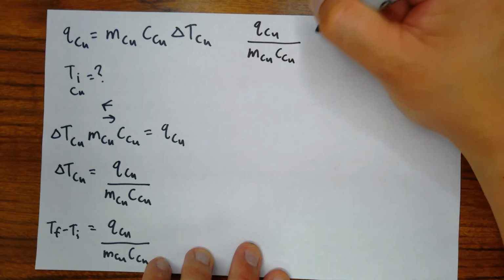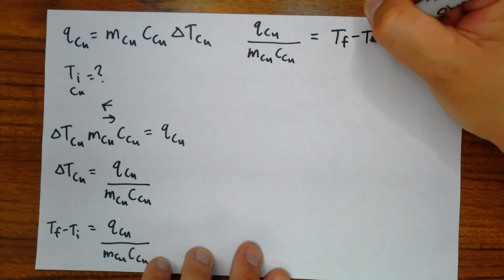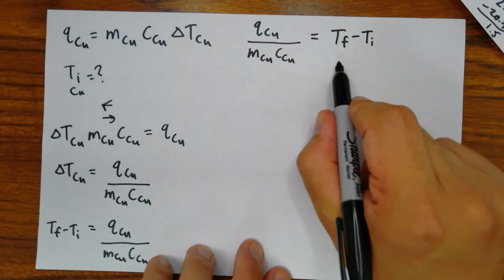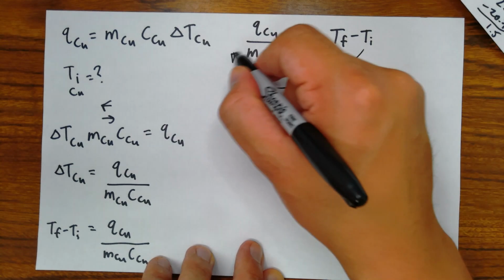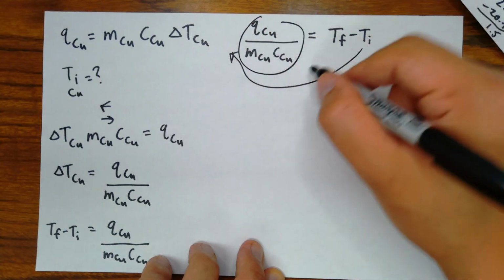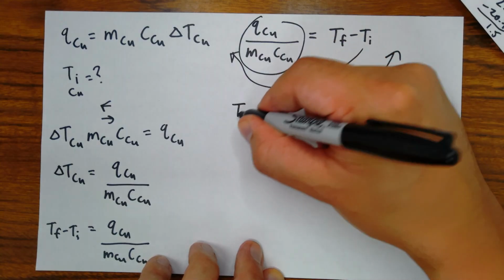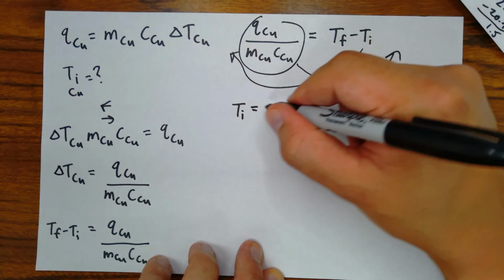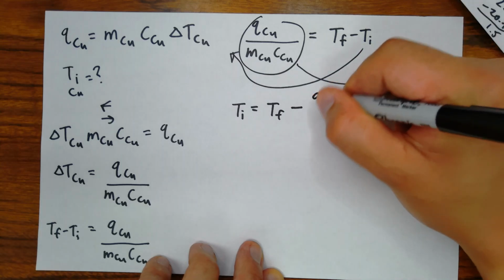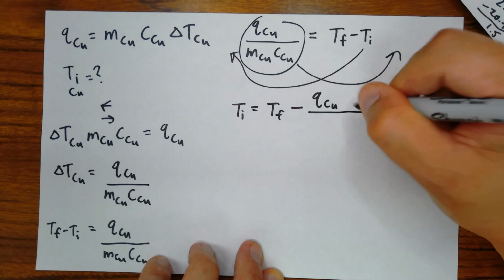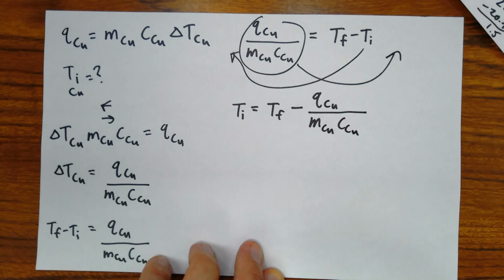I don't like it when you switch sides and you end up having to switch sides again. I'm sure there's a way to anticipate that. Okay, so I'm going to throw this term there, and then I'm going to throw this term over there. When you move sides, you have to change the sign. So we're going to have T_i equal to T_f minus Q_Cu over m_Cu, c_Cu. All right.